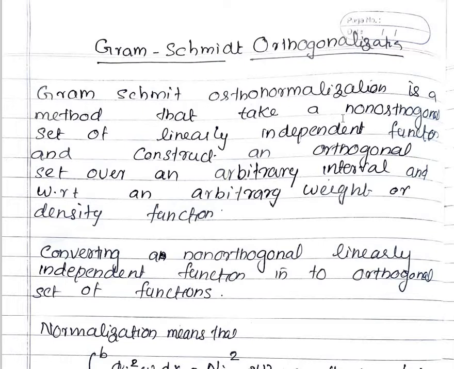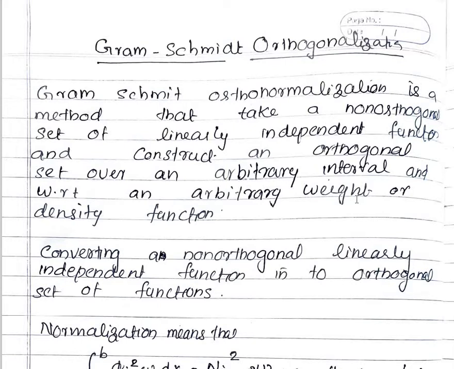orthonormalization. The Gram-Schmidt orthonormalization is a method that takes a non-orthogonal set of linearly independent functions, and we can construct an orthogonal set over an arbitrary interval and with respect to an arbitrary weight function or density function. So here in the Gram-Schmidt orthogonalization, we already have linearly independent solutions. From that set of solutions, or that set of functions, we are going to construct an orthonormal set of functions. The functions in our hands are linearly independent.